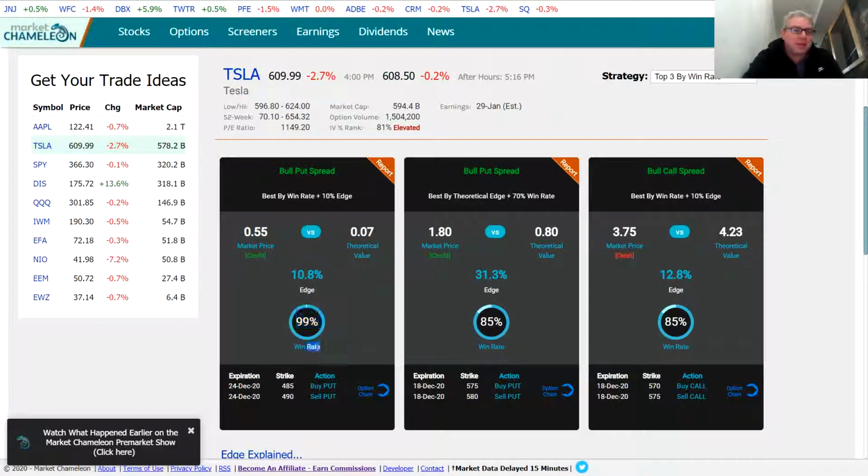Does it get any better than this? Win rate of 99%. All you have to do once you executed the trade, first you will have in your account extra $55 instead of $7. Your risk total is 445, meaning you get $55 for every 445 bucks that you are risking.